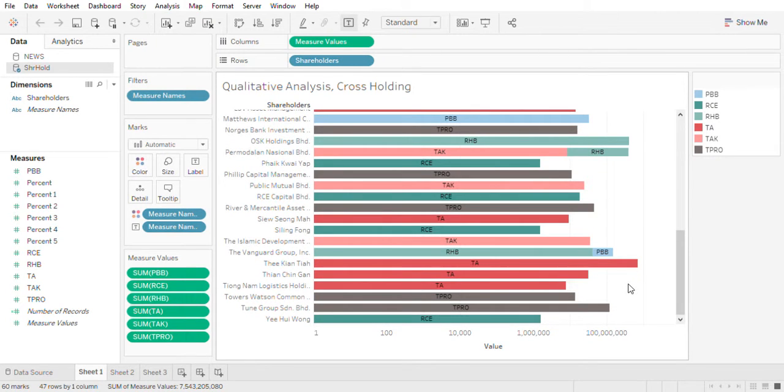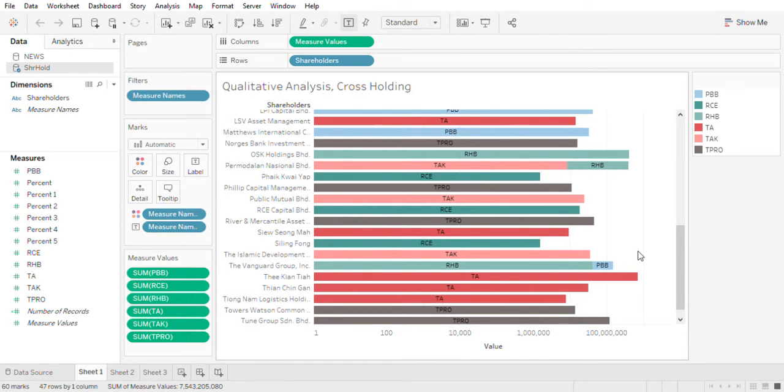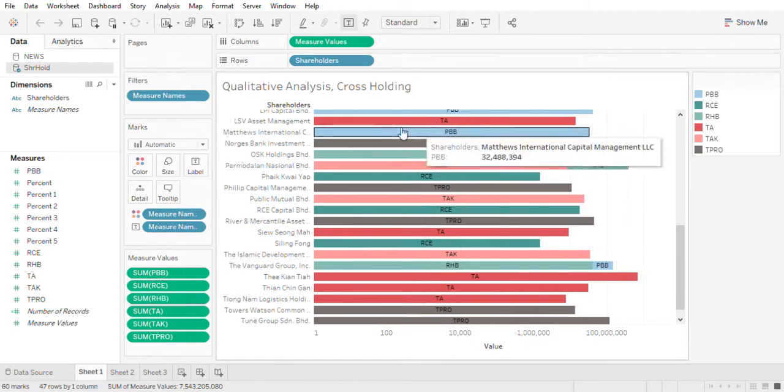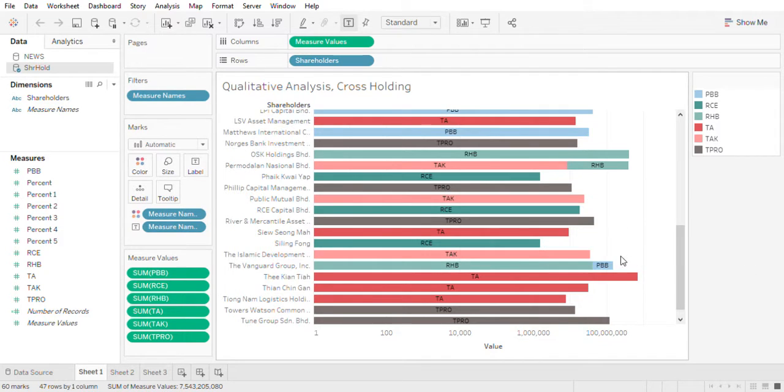So basically, what this qualitative analysis of the cross holding of the shareholders tells us is that the principal component analysis and the symbolic aggregate approximation correlation analysis, which was more of a quantitative analysis, also jives with the qualitative analysis. We are seeing similar kinds of stories being supported in the qualitative analysis over here.